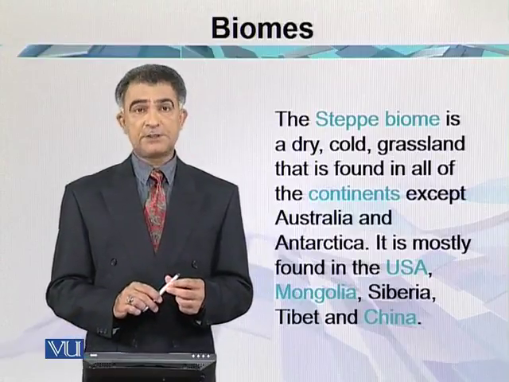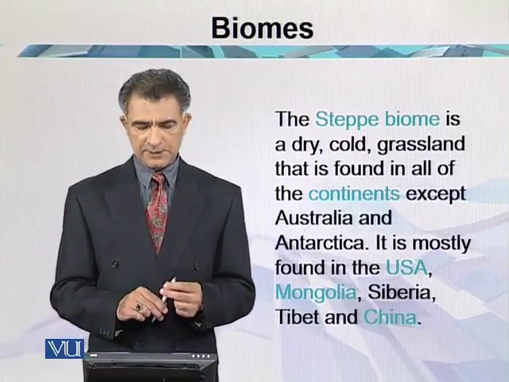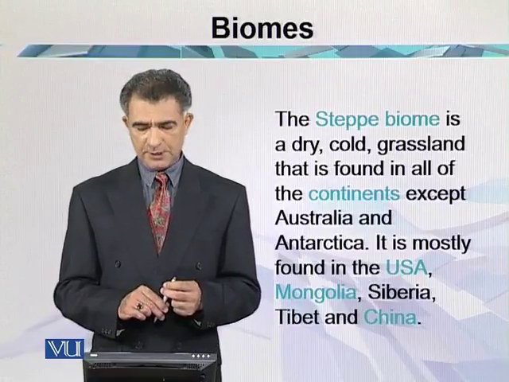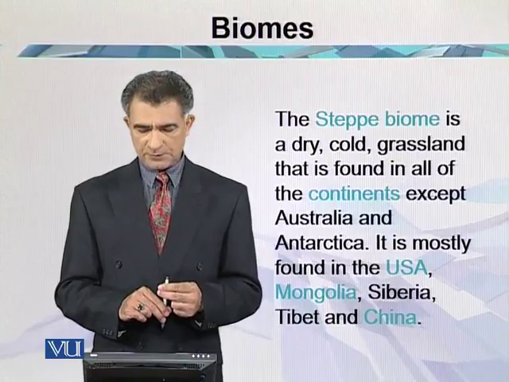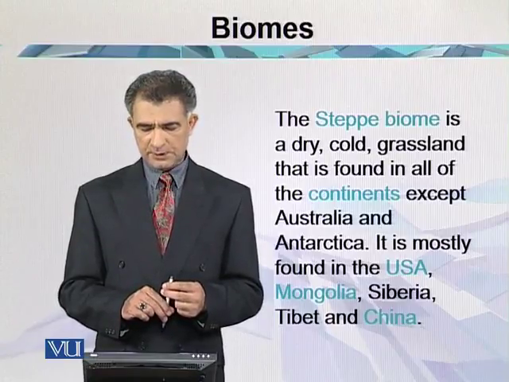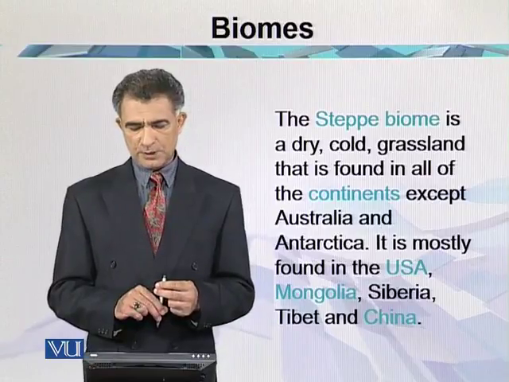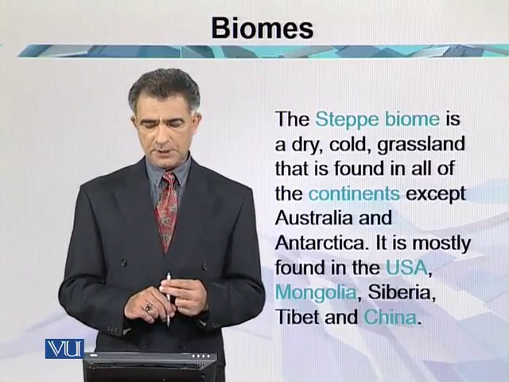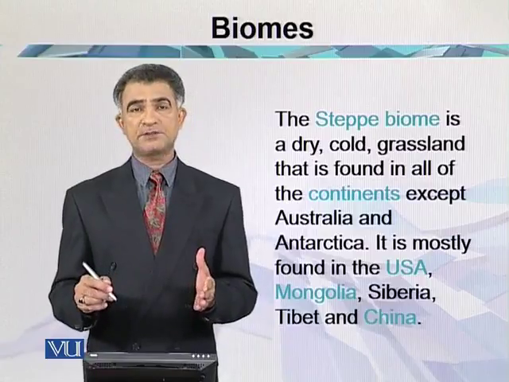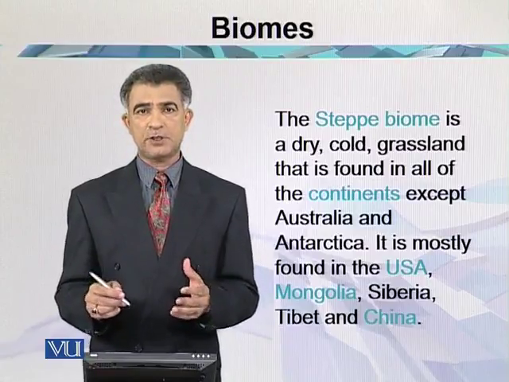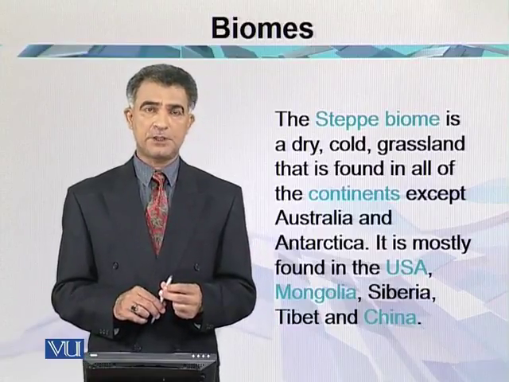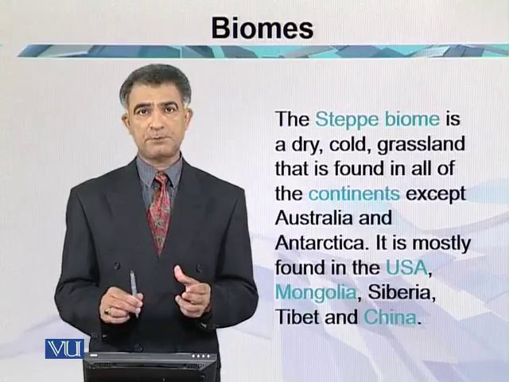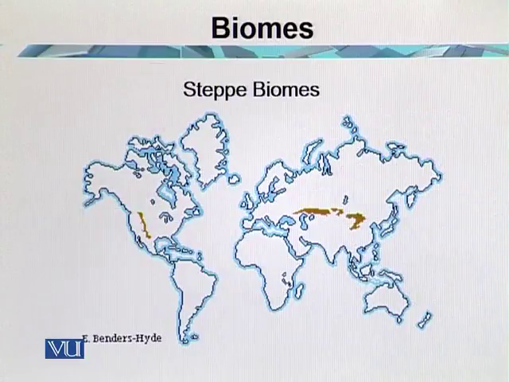Now, steppe biome is a dry, cold grassland that is found in all of the continents except Australia and Antarctica. It is mostly found in the USA, Mongolia, Siberia, Tibet, and China. The things are related with the northern part of the hemisphere. So जो शुमाली निसब कुरा है उसमें ये ज़्यादातर हमें फॉरेस्ट टाइप मिलती है, जिसे हम स्टेप फॉरेस्ट कहते हैं या स्टेप टाइप ऑफ वेजिटेशन कहते हैं. Now here we have the distribution of the steppe biomes.